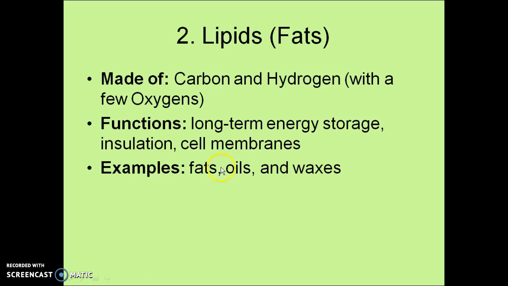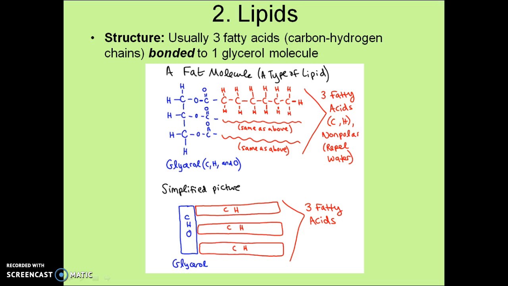Some examples of lipids are fats, oils, and waxes. Okay. Now, what I've drawn here is a typical fat molecule, which is a type of lipid. A typical fat molecule is made up of long chains of carbon surrounded by hydrogens. Those long chains of carbon surrounded by hydrogens are called fatty acids. There are 3 of them in a typical fat molecule. So we would have this same red molecule here and here. I just got too lazy to draw it.